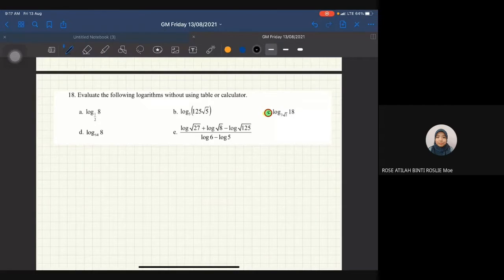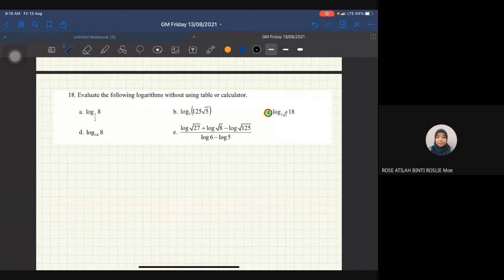Okay, so kalau awak tengok yang C ni, soalan cakap, so the question stated to evaluate the following log without using table or calculator. So kalau terus guna calculator, dia boleh je nak dapat jawapan, tapi soalan dah terang-terang cakap kat situ, jangan guna calculator. Tak boleh, without using calculator. Okay, so kita tengok soalan C ni.